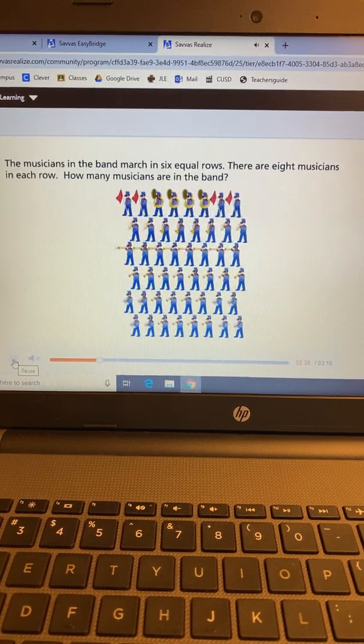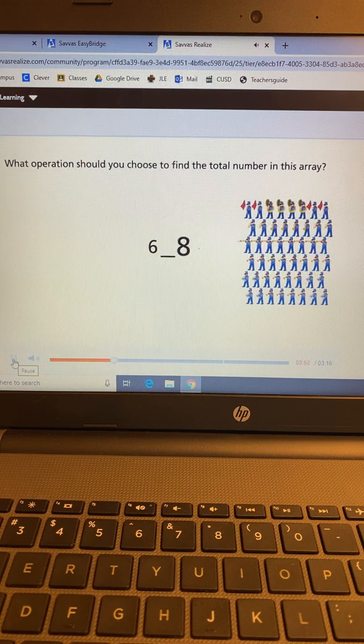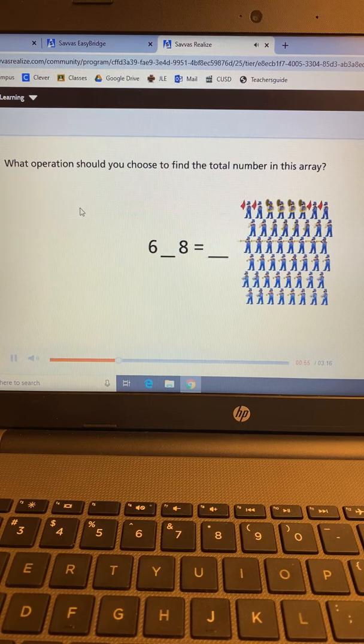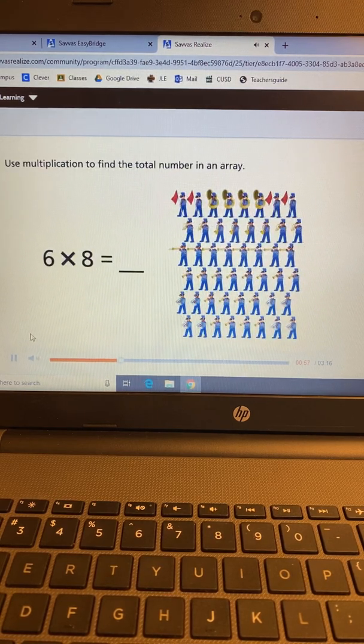The musicians in the band march in 6 equal rows. There are 8 musicians in each row. How many musicians are in the band? What operation should you choose to find the total number in this array? Select your answer. Anytime that we're making an array like this, we are going to be using multiplication. Use multiplication to find the total number in an array.